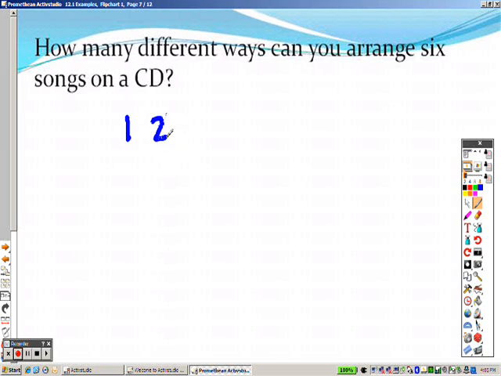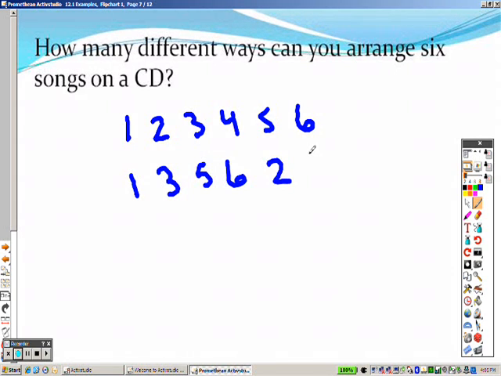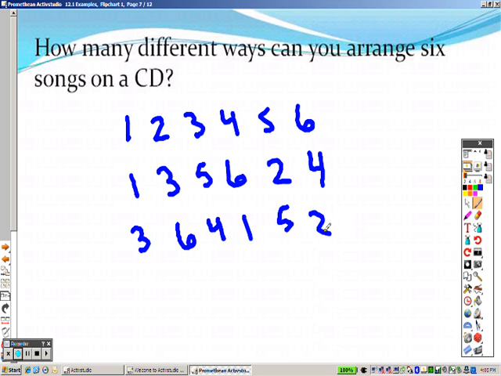So in this problem, how many different ways can you arrange 6 songs in a CD? I could have song 1, 2, 3, 4, 5, and 6. Or I could have 1, 3, 5, 6, 2, 4. Or I could have 3, 6, 4, 1, 5, 2. Okay, obviously as you can see I can keep constantly rearranging these, and that would take forever.